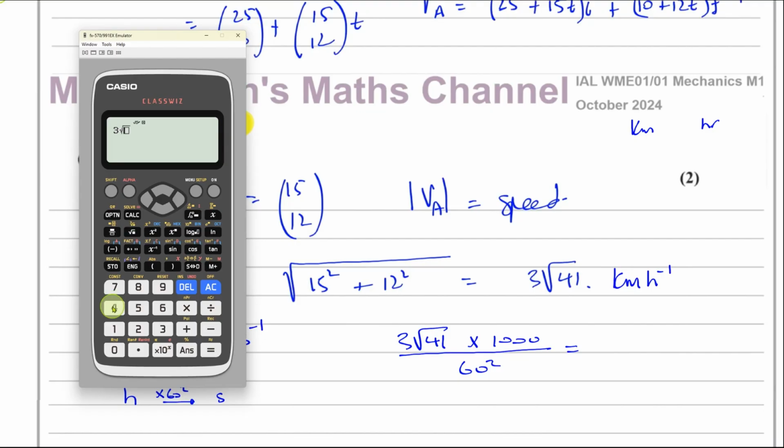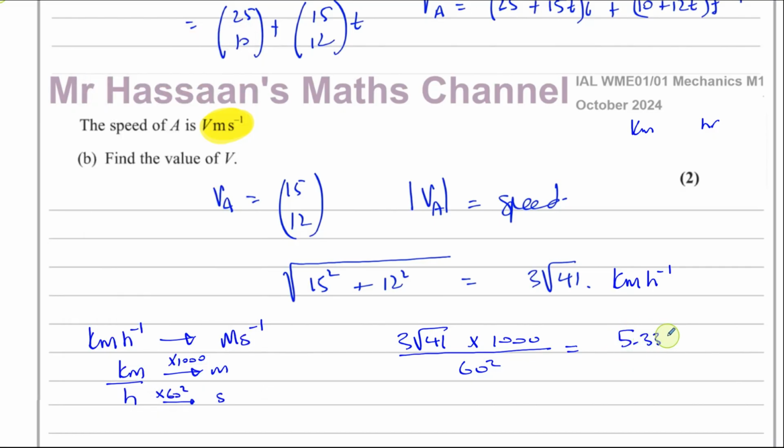So we have 3 root 41 times 1,000 divided by 60 squared. So that gives us 5.3359, which is 5.34 meters per second. Okay, so there's the answer to part B. The speed of A is 5.34 meters per second.